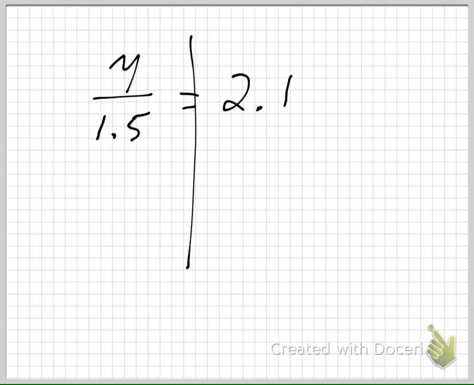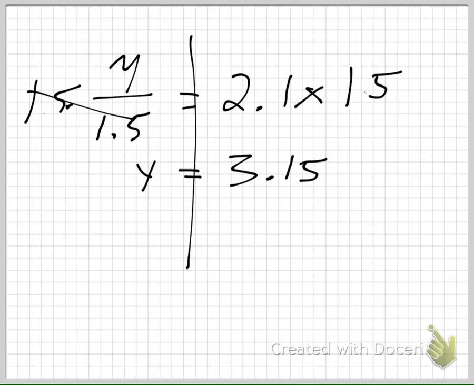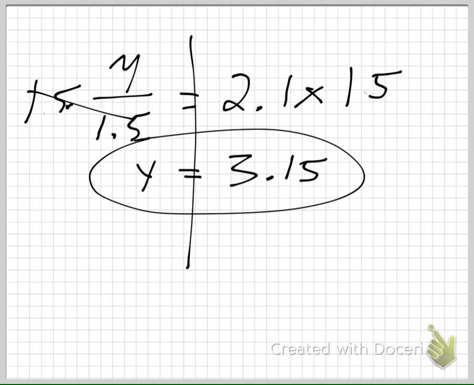Nothing changes. What about this? What if I have y over 1.5 equals 2.1? Line down the equal sign. Multiply by 1.5. Y equals, what is it? 3.15. Makes sense. Nothing changes here just because they're decimals. You just have to deal with the decimals. Makes sense?